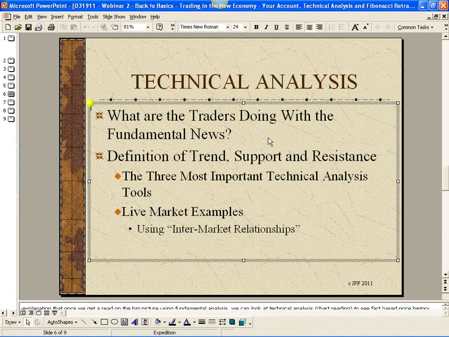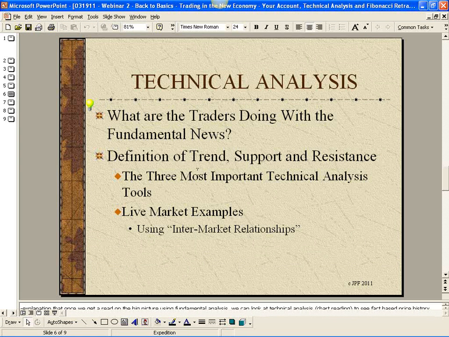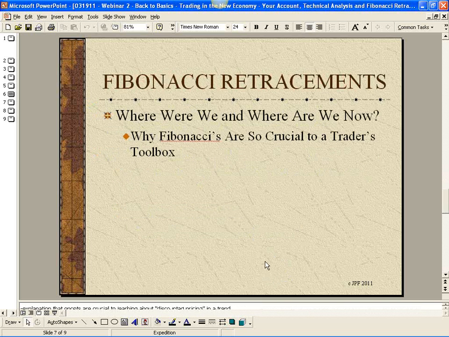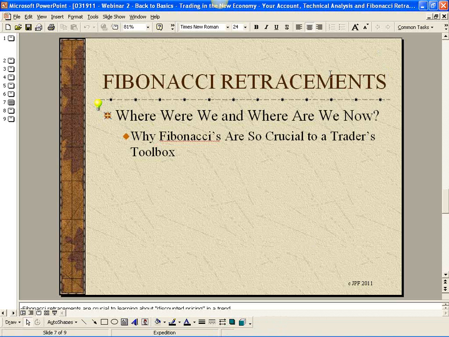All right, so we covered technical analysis. What are the traders doing with the fundamental news? We're seeing trends. We're seeing good examples of support and resistance. We talked about those, and we saw some really good intermarket relationships between the equity markets and what the dollar is doing versus other currencies. Now we're getting into Fibonacci retracements. All right, so now we're going to spend some time here.